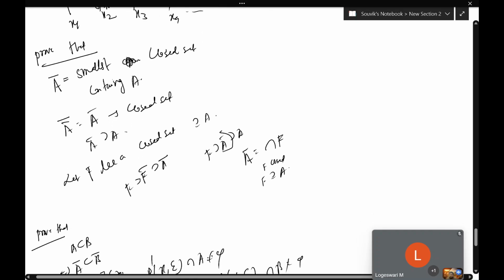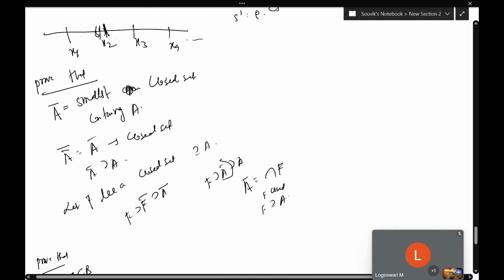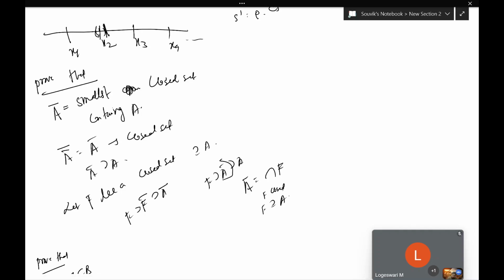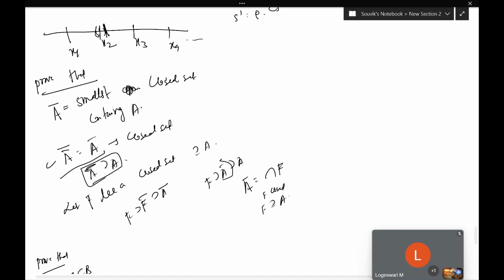We need to prove that A closure is the smallest closed set containing A. So for this we need to prove the following. We first need to prove that it's a closed set. We need to show that it contains capital A. And we need to show it is the smallest such set. It is a closed set because its closure is itself, and obviously by definition of closure it contains capital A. And now we need to check that it's the smallest closed set containing A.